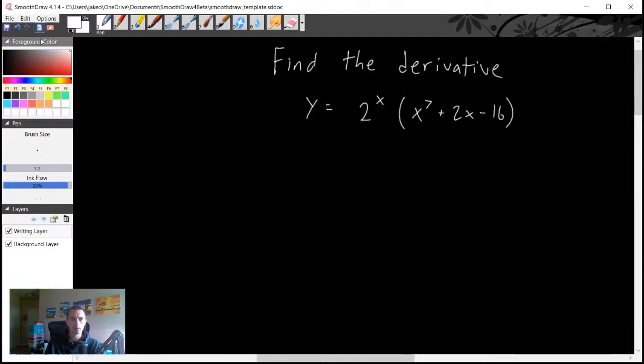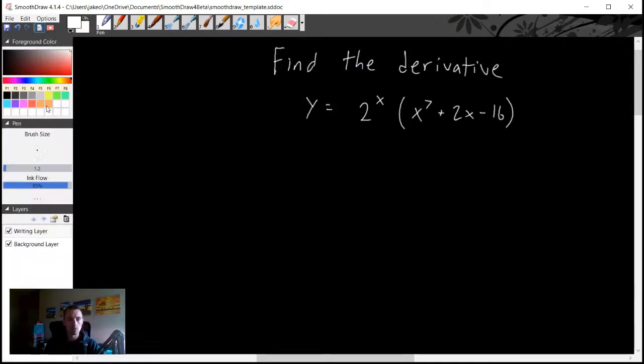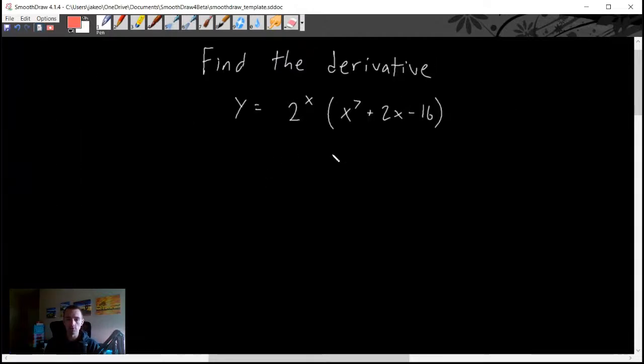All righty. So we're going to go over another product rule example here. We're going to find the derivative of 2 to the x times, all in parentheses, x to the 7th plus 2x minus 16. So again, with product rule, first thing you need to do is figure out what are the two pieces that are being multiplied together to give you this overall function. Since we can see this 2 to the x is being multiplied by all the stuff within the parentheses here, we could just call the 2 to the x one thing and everything within the parentheses another. So we'll say this is f and this is g.